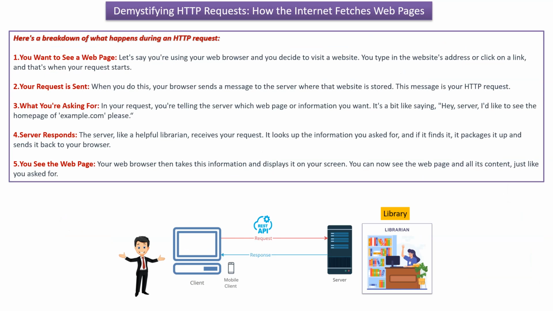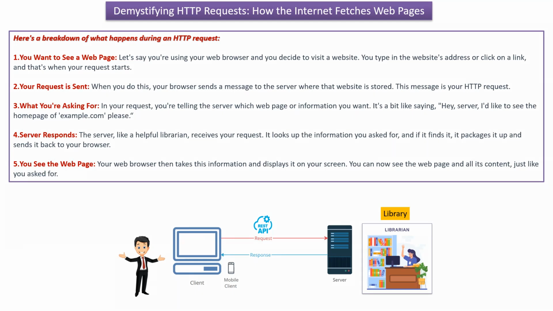Step 1 is you want to see the web page. Let's say you are using a web browser and decide to visit a website. You type the website address or click on a link, and that is when your request starts. Step 2 is your request is sent. When you do this, your browser sends a message to the server where the website is stored. This message is your HTTP request.